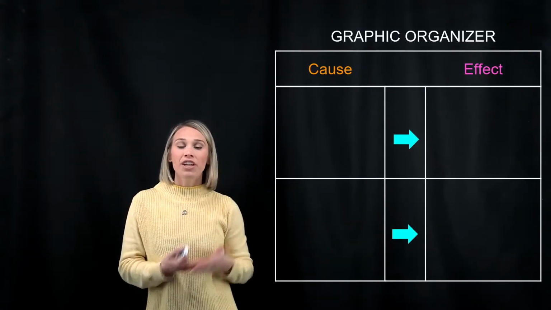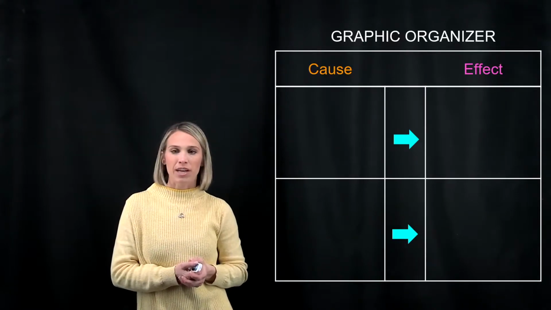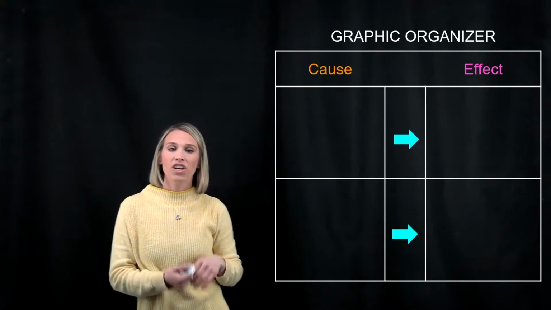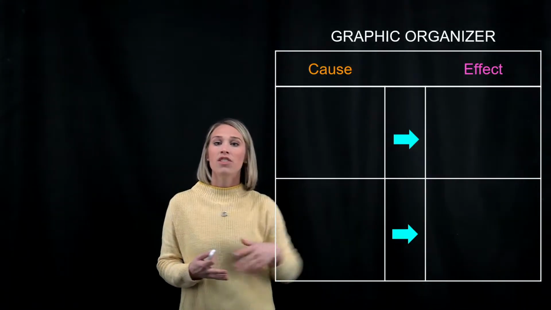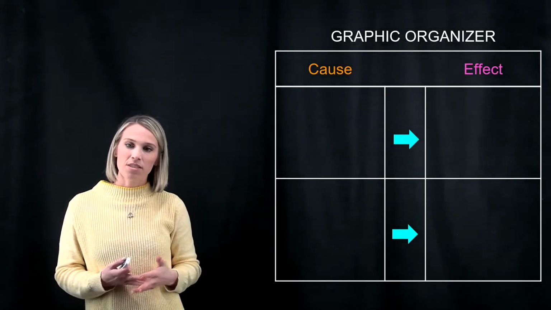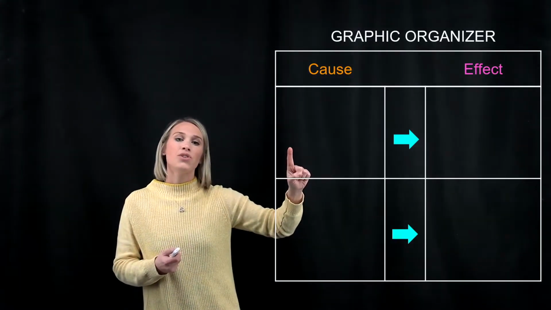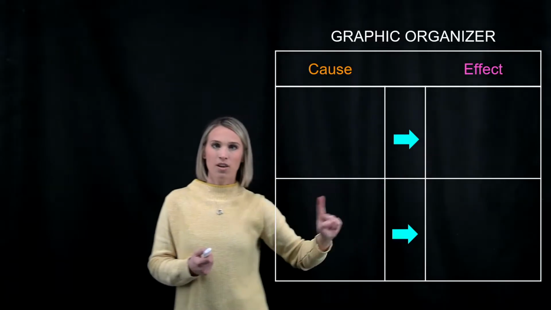In the next part of the lesson, I'm going to apply what I learned about cause and effect relationships to a passage. I'm going to use this graphic organizer to help me organize my cause and effect relationships. On this side of the graphic organizer, there are boxes for the cause statement. And on this side, there are boxes for the effect statements. The cause statement in this box is directly related to the effect statement in this box, and so forth.